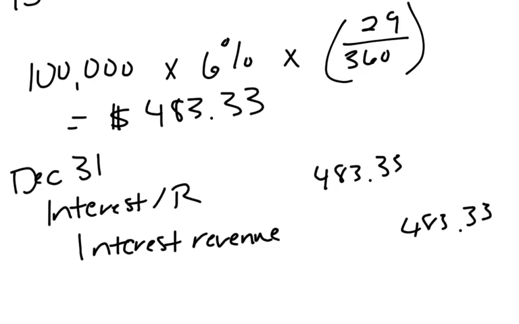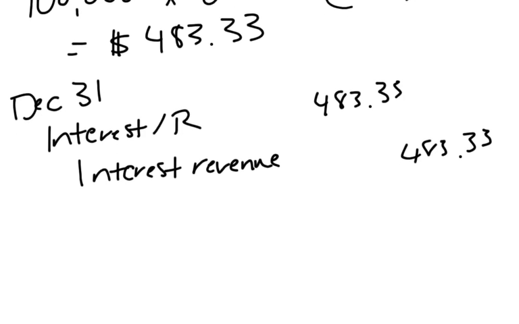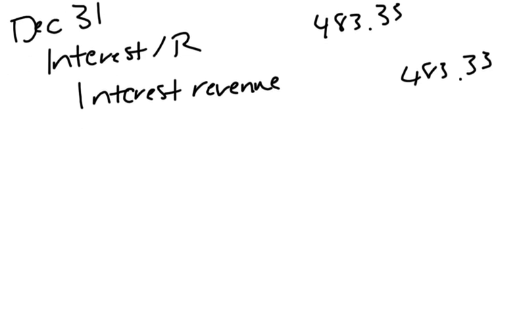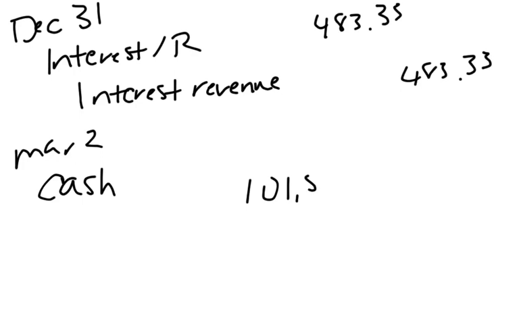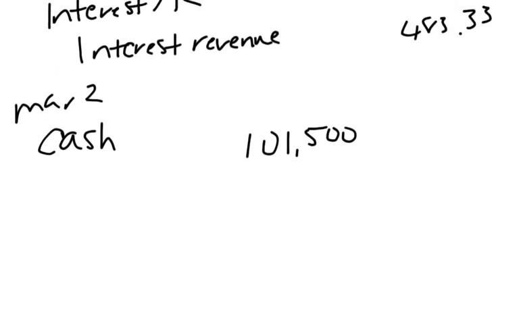Now let's step forward to March the 2nd. So now it's time to show the receipt of the note. Okay, it's been due, it's mature, I'm ready to get the money for it. So on March the 2nd of the following year, we're going to get cash. And the cash we get is the full maturity value, which we know was that $101,500. So we debit cash for $101,500.